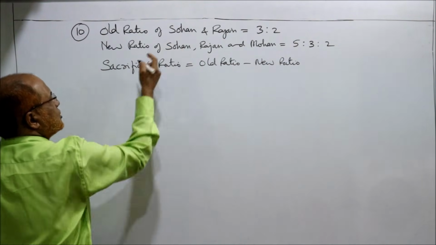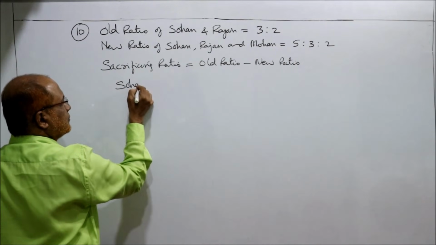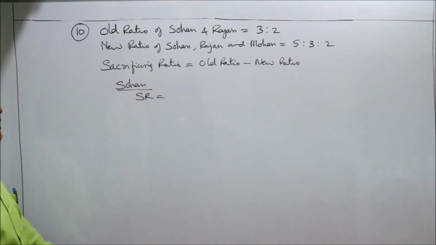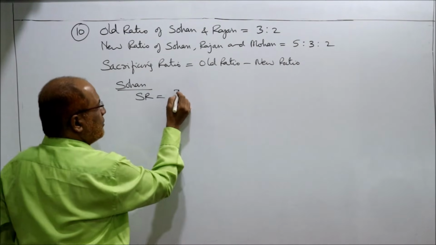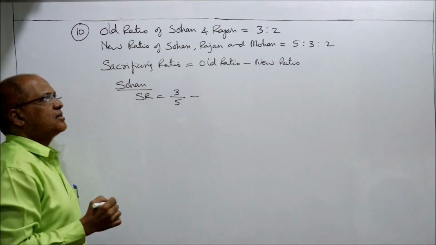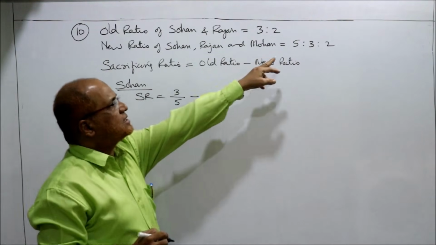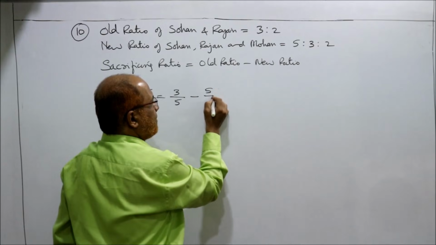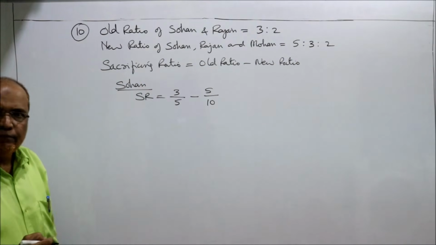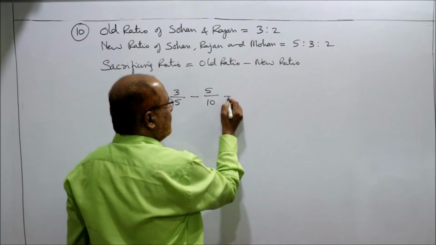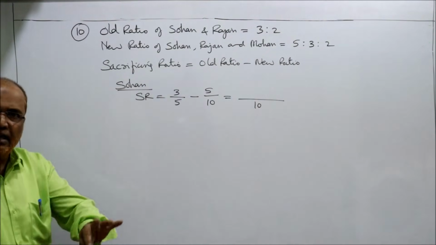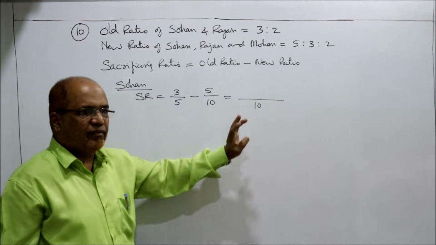The first partner is Sohan. Sohan's sacrificing ratio. So what is the old ratio of Sohan? 3 plus 2 is 5, minus new ratio of Sohan, which is 5 by 5 plus 3 is 8 plus 2 is 10. Or the LCM we can take 10, because 10 is divisible by both these numbers. That's why I have taken 10.